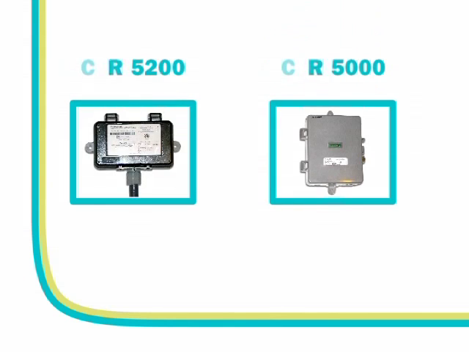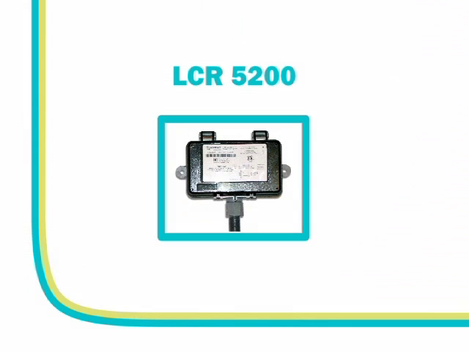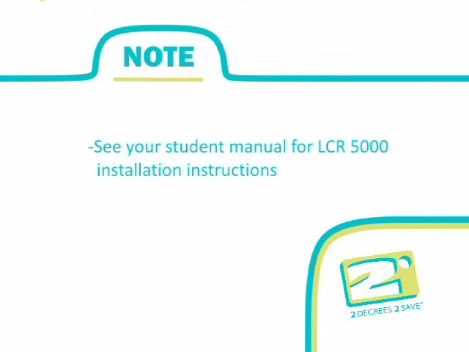This program has two types of switches available for installation: the LCR 5200 and LCR 5000. Both switches perform the same function of cycling power to the central air conditioner during demand response load control events. You will use the LCR 5200 for a majority, if not all, of your installations. While the LCR 5000 can be installed for air conditioner cycling control, it can also be used for other programs, which include special applications. Installation for the LCR 5000 is covered in your student manual.